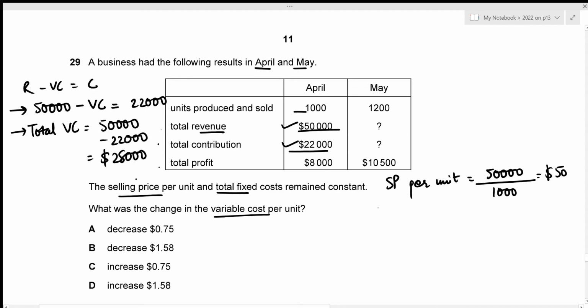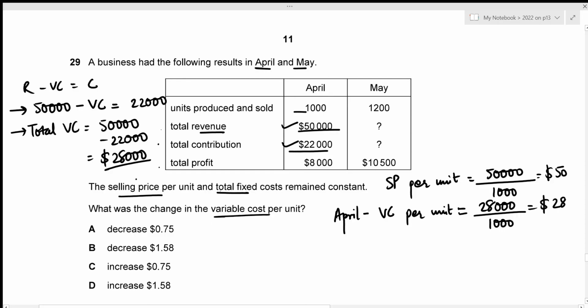Now we can figure out the variable cost per unit. And remember that this is for the month of April. That's the total variable cost of 28,000 divided by the number of units for April, that's 1,000, which results in the value of 28.